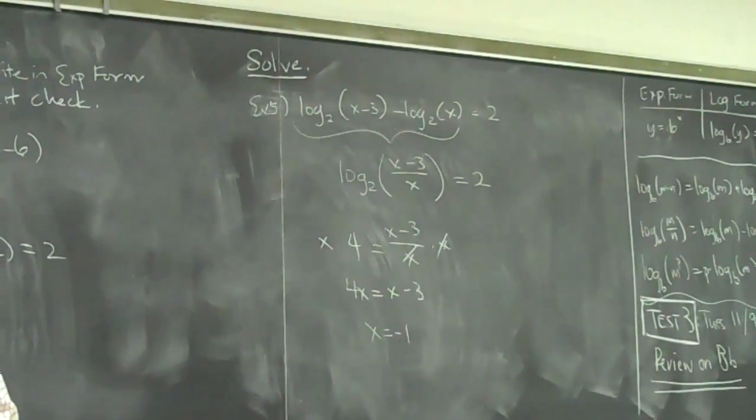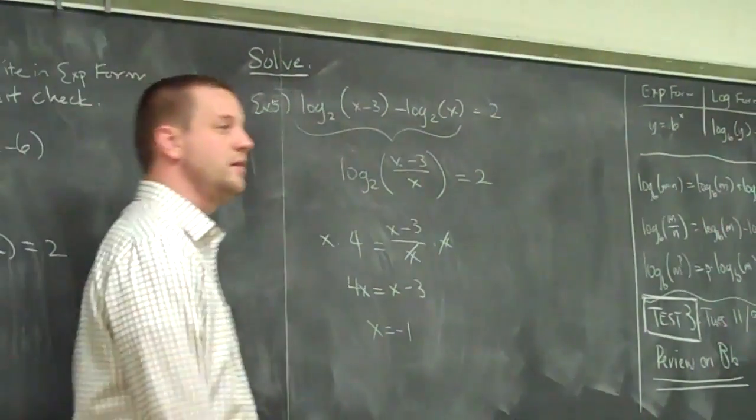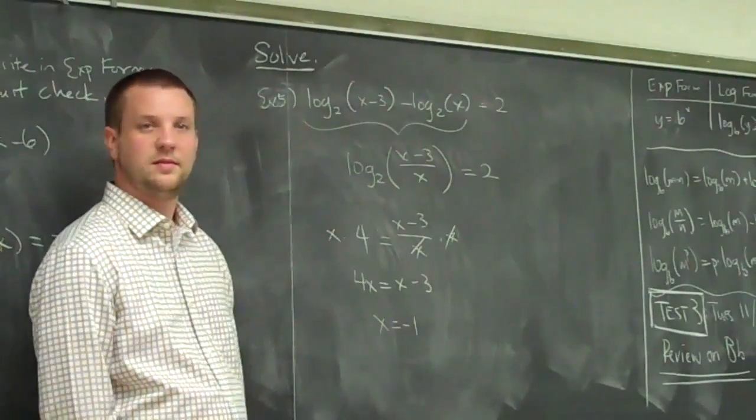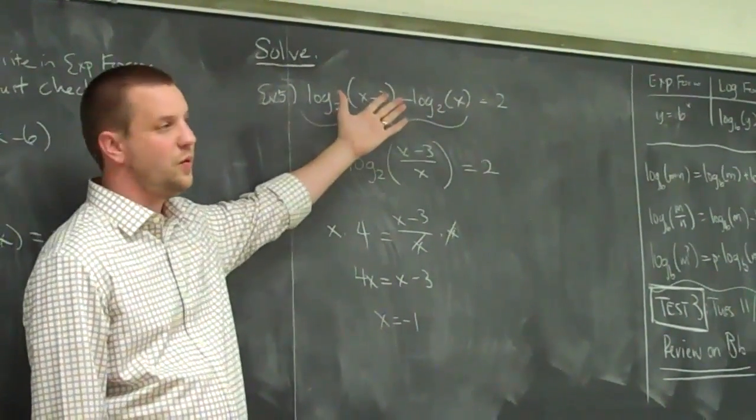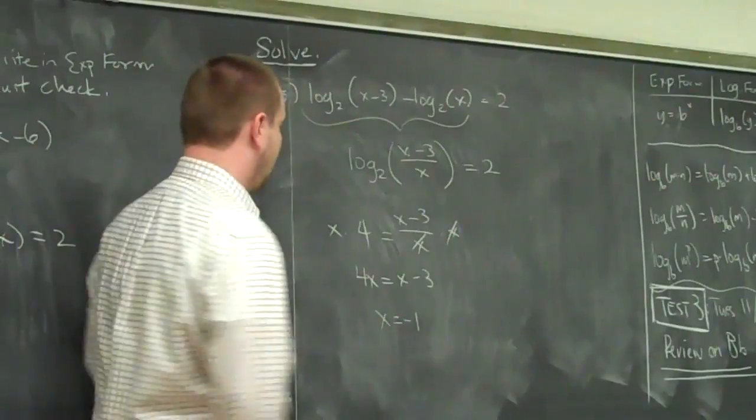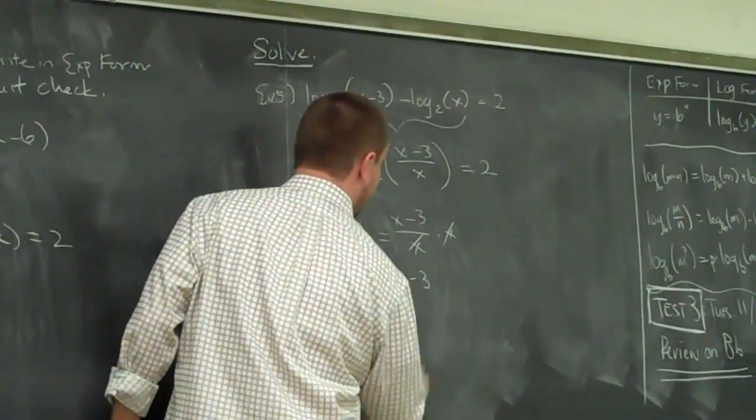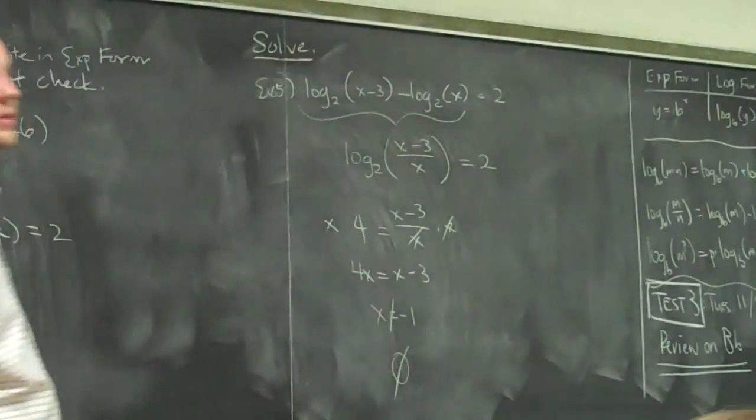But we check it. See immediately what happens. That's log base 2 of negative 4. I can't do that. So x cannot equal negative 1. And I've got, once again, no solution.